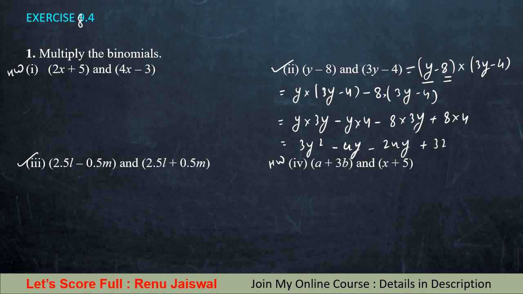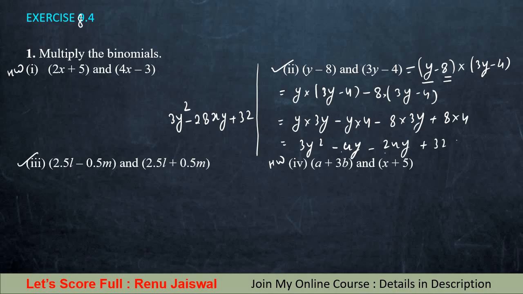These are like terms, so you can add that. I'll write the answer right here. So it is 3y square, 24 and 4, same sign, so it is 28y and then 32.